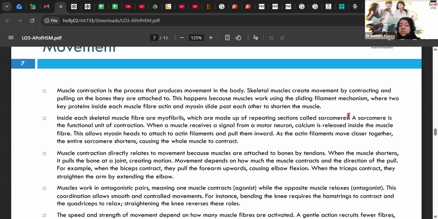So muscle contraction directly relates to movement because muscles are attached to bones by tendons. Muscles are not directly attached to bones; they are attached to tendons, and those tendons attach them to the bones. When the muscle shortens, it pulls the bone at the joint, creating motion. Movement depends upon how much the muscle contracts and the direction of the pull.